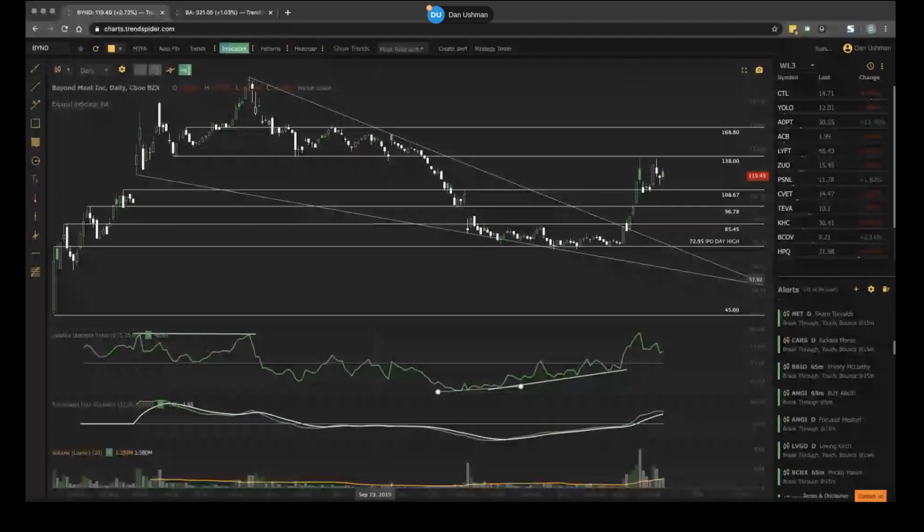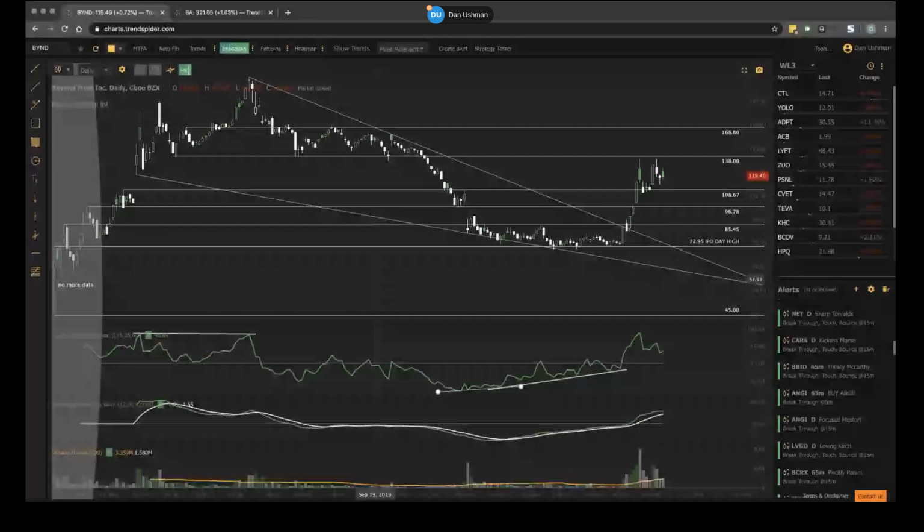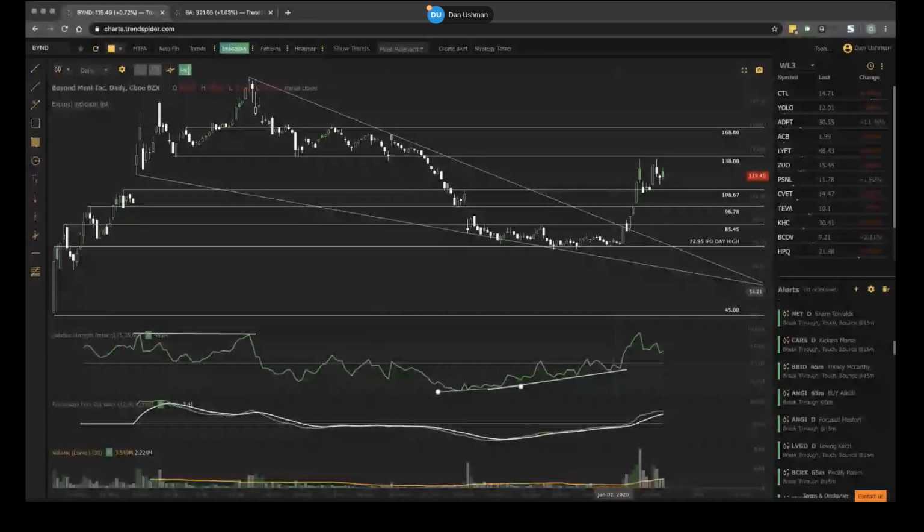So here's my Beyond chart. This is one I follow. I don't trade this symbol. I don't think I've ever traded Beyond in my life. I definitely wish I had a few times. Right, I think everybody was watching this thing go flying, and I was just like, this has got to end badly at some point. But here's what it looks like, right?